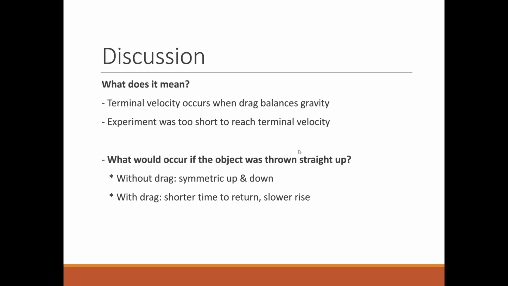But what does this mean? Terminal velocity occurs when drag balances out gravity. In this experiment, the ball never dropped long enough to reach that point. So if the object had been thrown straight up, then without drag, the motion would be symmetric on the way up and down. But with drag, the ball will return sooner and rise more slowly.